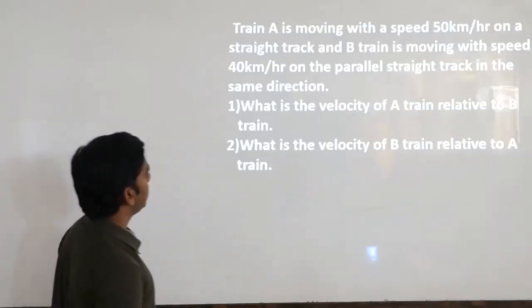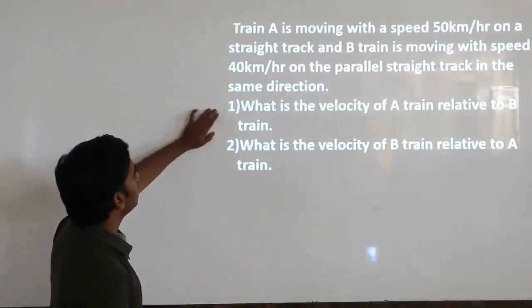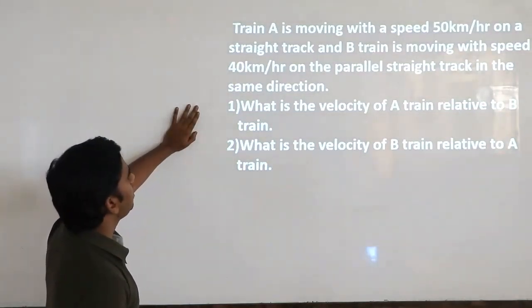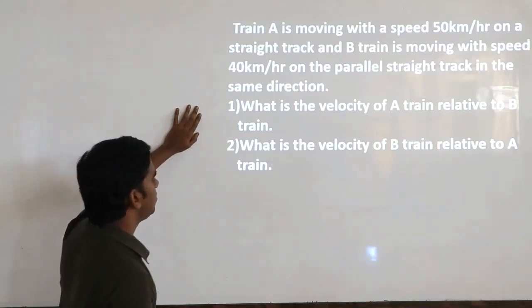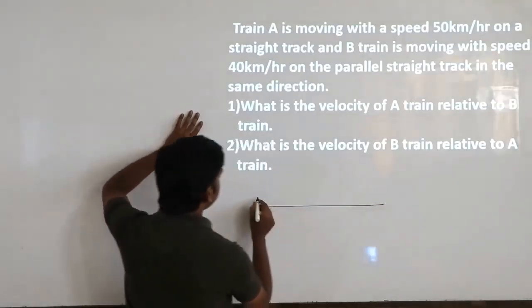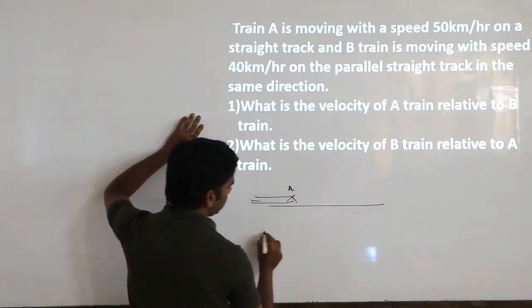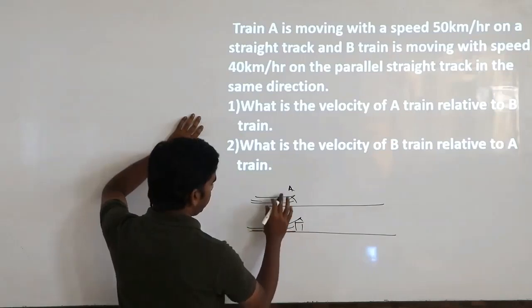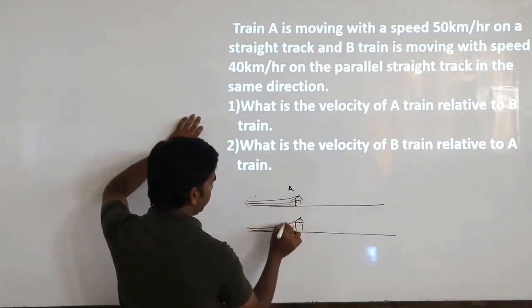Next, a problem based on relative velocity. Train A is moving with a speed of 50 km per hour on a straight track, and train B is moving with a speed of 40 km per hour on a parallel straight track in the same direction. So there are two trains. This is one train, which you can count as A. There is one more train in the same direction, that is train B.